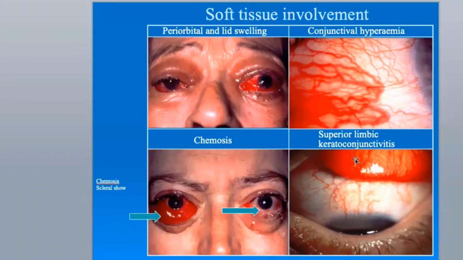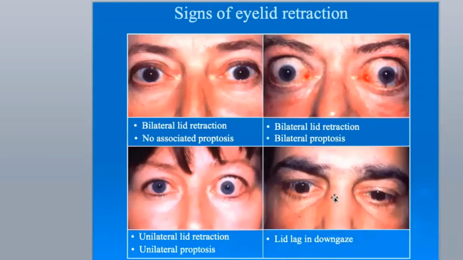Now, this is superior limbic keratoconjunctivitis. It's good to know, but I think for your level, you don't have to read so much. What happens is there will be swelling of your eyelid in the inner part of the eyelid, on the tarsal, and it rubs on your cornea, so it causes irritation of your cornea. So superior limbic keratoconjunctivitis is one of the features of thyroid eye disease. Okay, now let's see what happened.